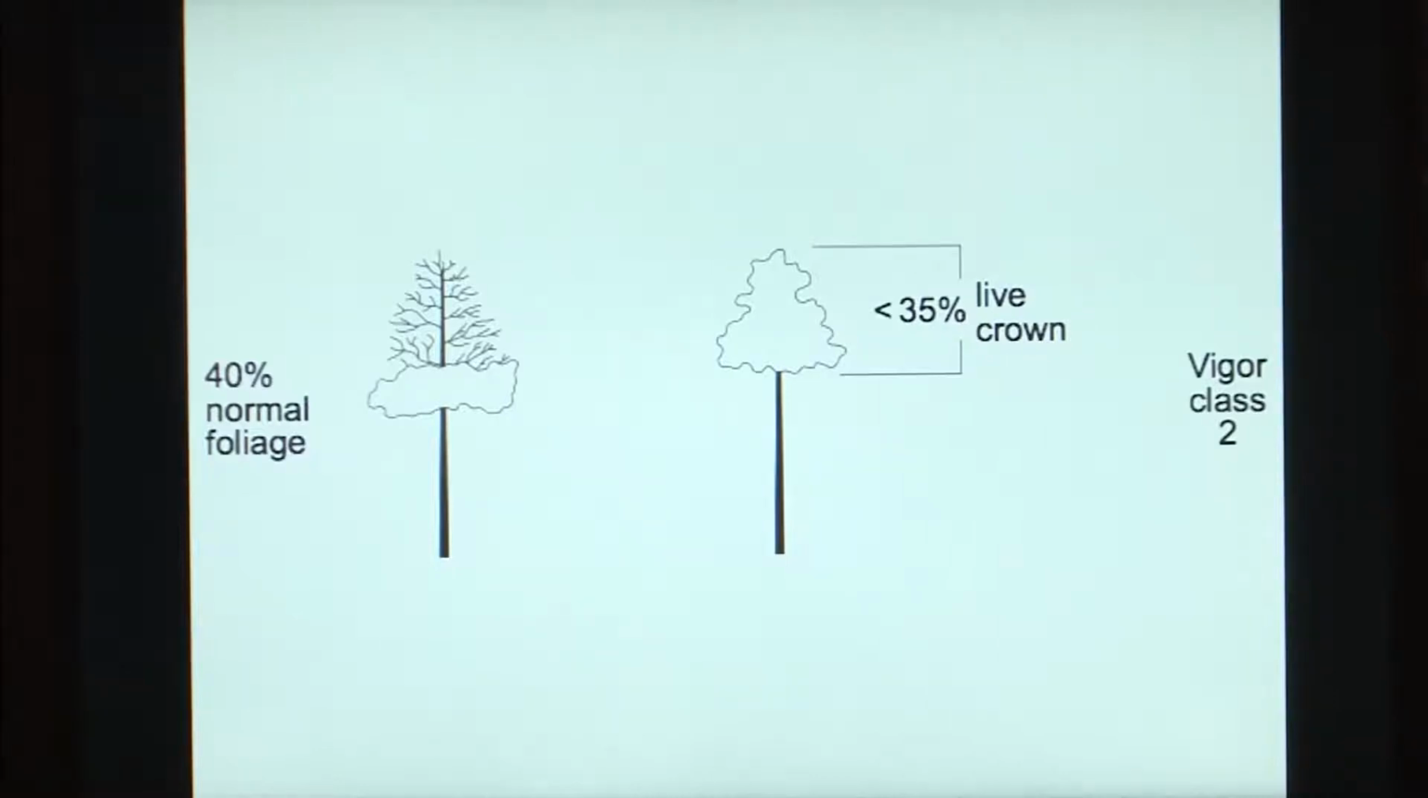However, it is also not part of class 3, because in the case of class 3 we would have had greater than 80% of the leaves that are damaged, but here we have 40% normal foliage in the case of the first one. In the case of the second one we have all the normal foliage, but just because its live height ratio is less than 35%, it is not forming part of class 1 or class 3, which is why these are class 2.